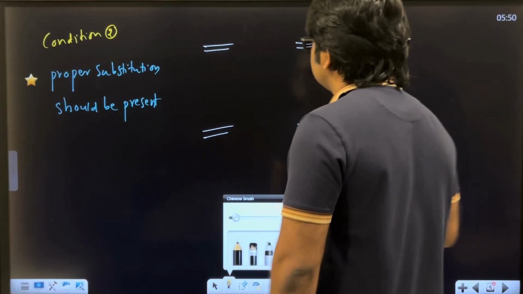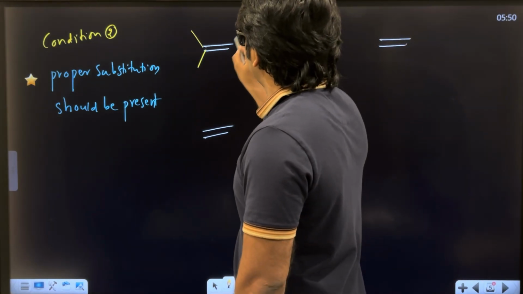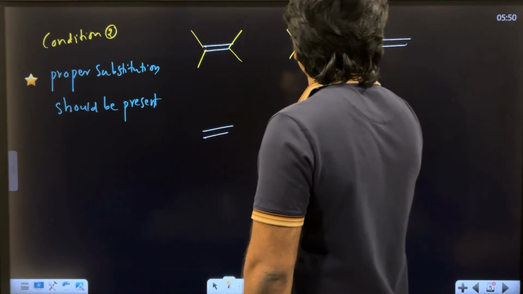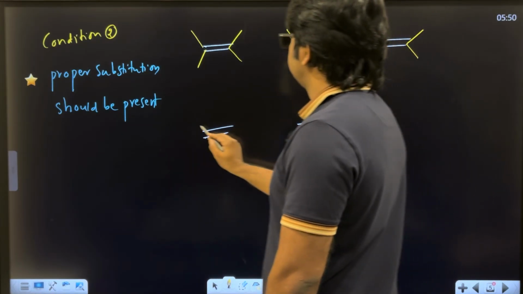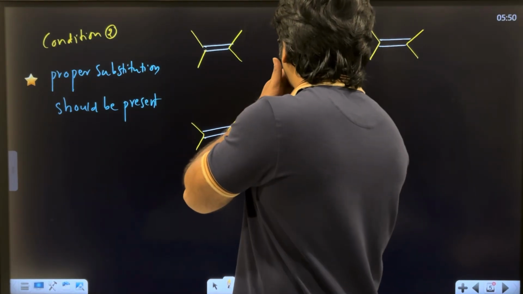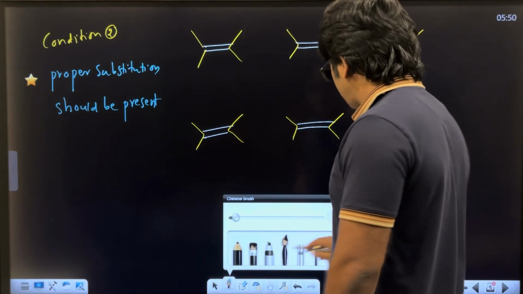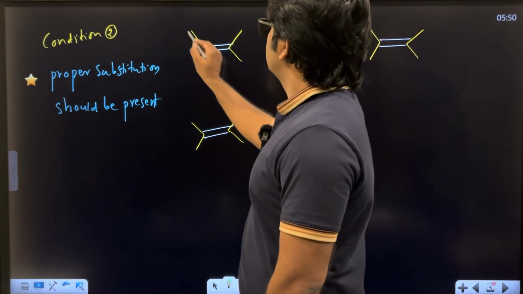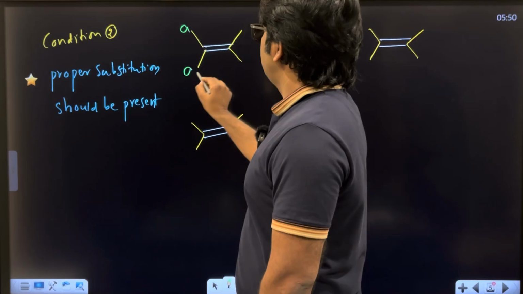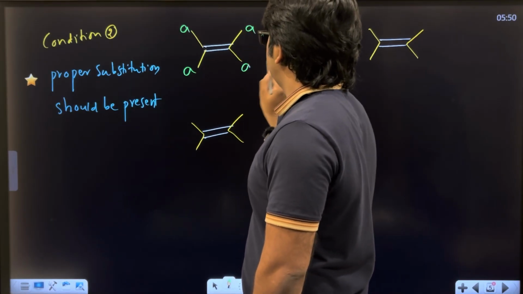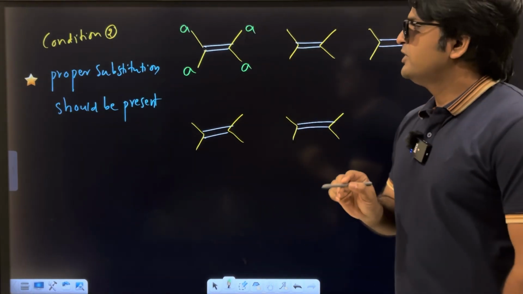Right, for example here, connectivities are given like this. I am using a multiple bonded system. Here I am going to take substitution like this. Here I am taking A and A. Okay, right.